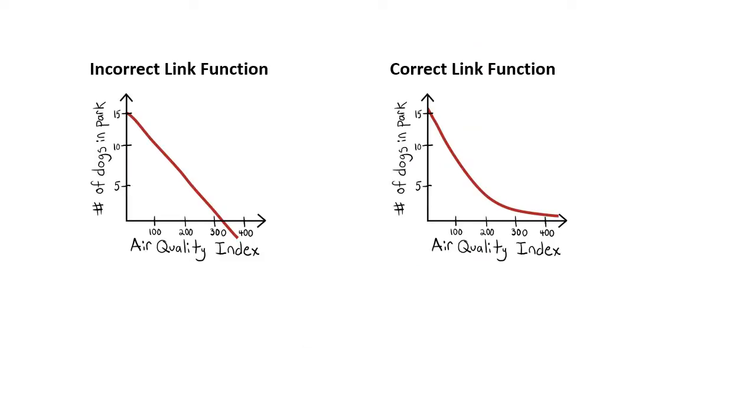Here's another reason link functions improve models. Let's go back to our example of a Poisson model. I might not see any dogs at the park if the air quality is terrible, but there's no way I'm going to see a negative number of dogs. A model that predicted I'll see -5 dogs would be incorrect, no matter how much smog and smoke is in the air. The default link function in a Poisson model is a log.